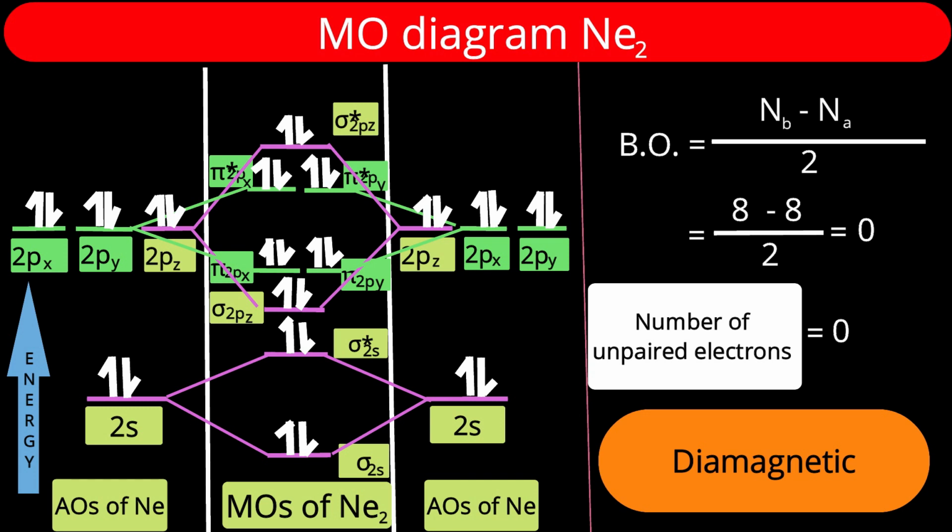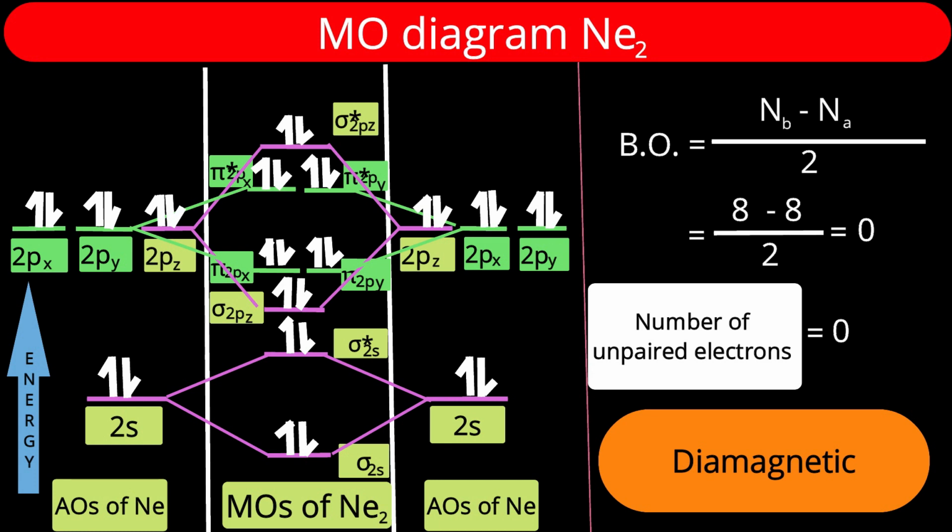19th electron will enter in sigma star 2pz. And last 20th electron also will enter in sigma star 2pz. Can we find bond order for this Ne2 molecule? Bond order is equal to number of electrons in bonding orbitals minus number of electrons in antibonding orbitals divided by 2. How many electrons are there in bonding orbitals?